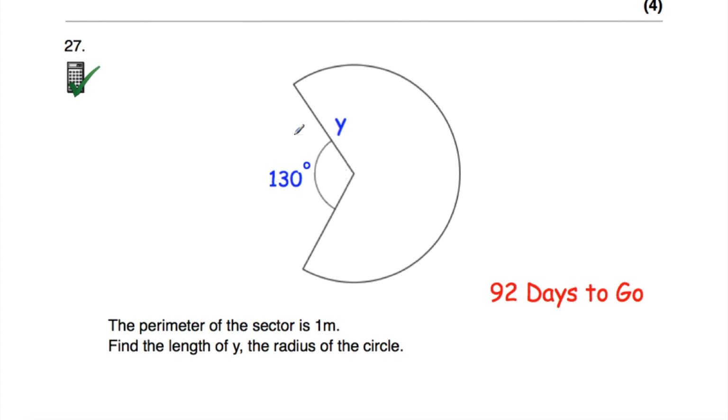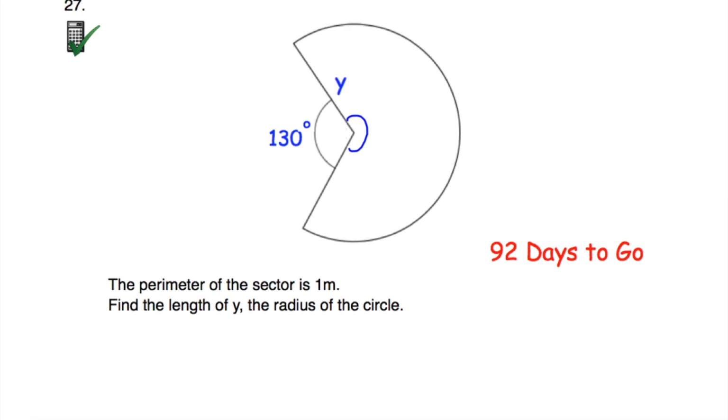Okay, question number 27, and it's on arc length, and we covered that with 92 days to go. We've been asked to calculate the radius of this circle, so what I would do is find the perimeter of the circle. So the perimeter of the circle is equal to 1 meter or 100 centimeters. So we've got this is 130 degrees, so find what the angle in here would be. So obviously they add together to be 360, find the size of that angle, and then in terms of y, I would then find what the perimeter of that sector is, and then just put it equal to 100 and then solve it.